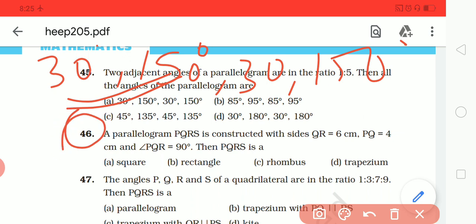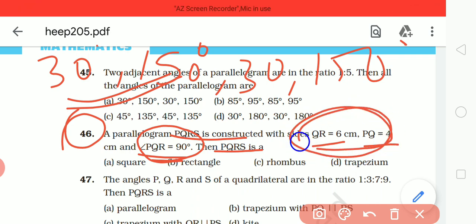Come to 46th question. The parallelogram PQRS is constructed with QR equal to 6, PQ equal to 4 and the angle PQR is 90 degrees, then PQRS is. Okay, let us write this. This is given as 90 degrees, that is a right angle. A right angle forms in the square and rectangle, but we have been given unequal sides, so this is a rectangle, right? So this is a rectangle.